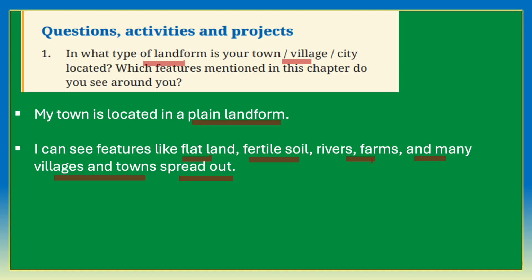This will depend on where you live. For example, if you live in Delhi, then you can write plains with fertile land and rivers. If you live in Shimla, you can write mountains with steep slopes and cool climate. So this will depend on where you live.